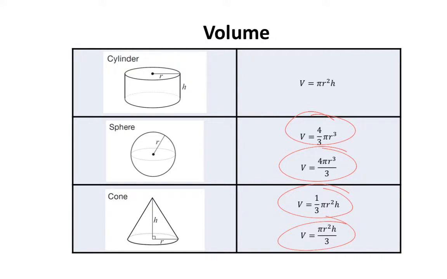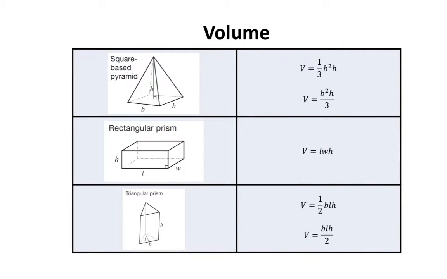Another important thing to remember is that if there is no operation between numbers and or variables, that means it is multiplication. And pi is approximated to be 3.14. As you can see here, we have the equations for the volume of a square-based pyramid, a rectangular prism, and a triangular prism. The things I said in the previous slide apply to this slide as well.